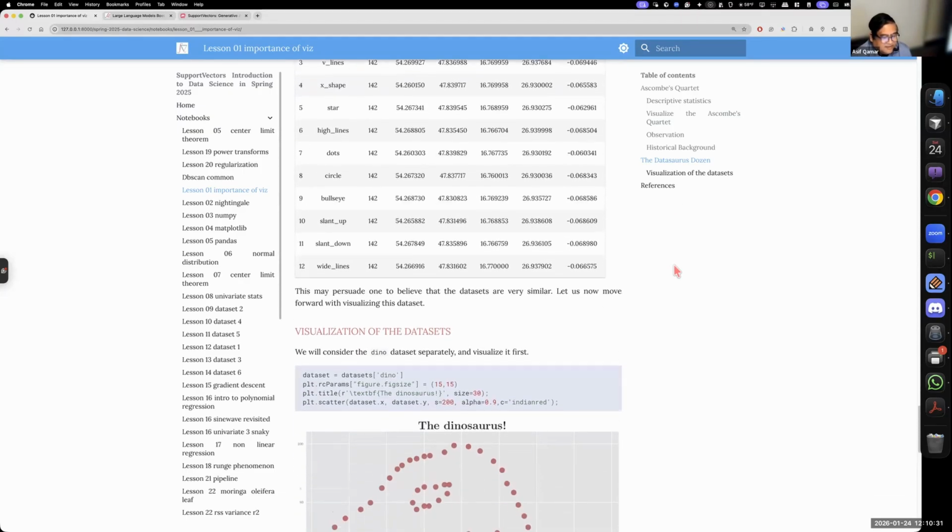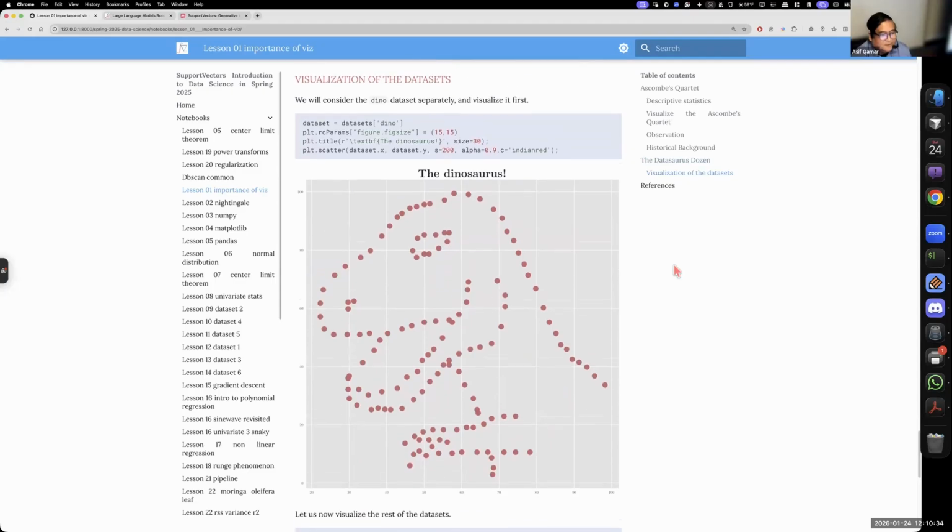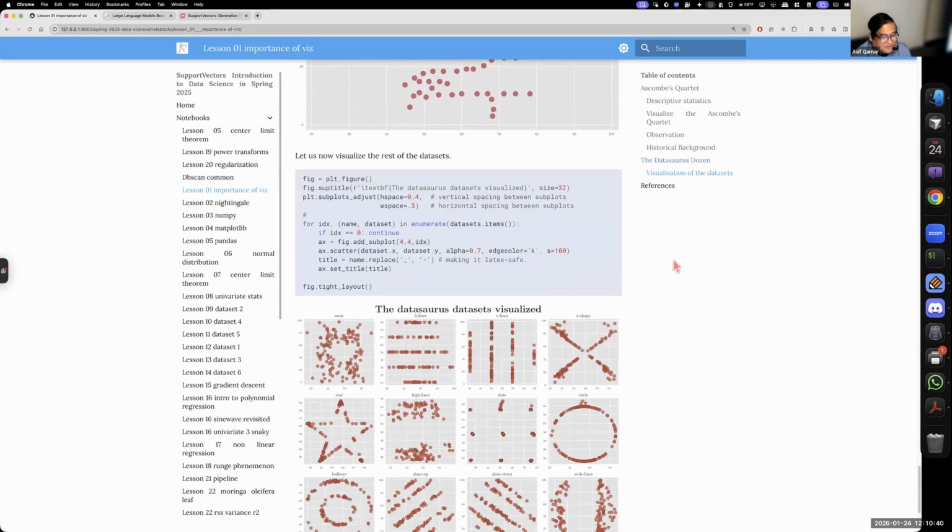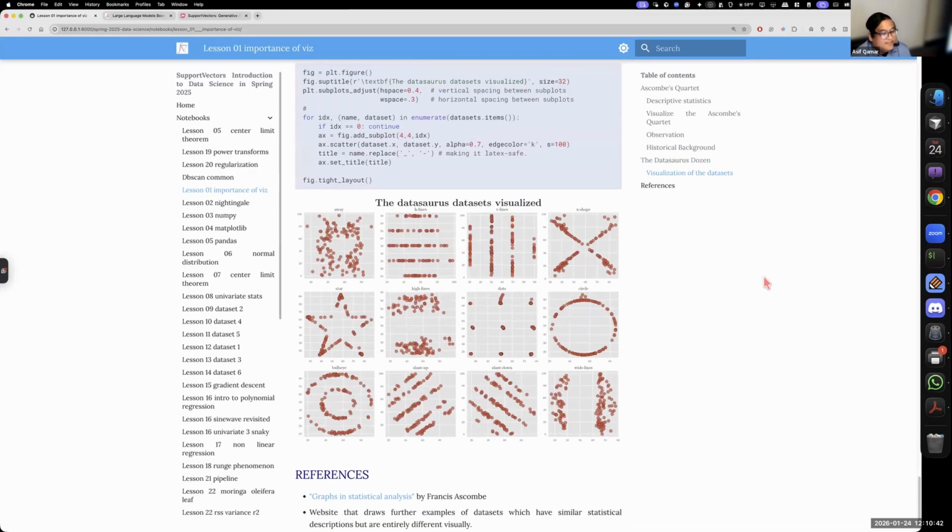But let's look at the data. This is the first data set. What does it look like? Dino, right? Now let's look at what the other data sets look like. Do any one of these 12 data sets look like Dino? They don't. One looks like a star, another looks like a circle, one looks like a donut, one looks like a cross, isn't it?